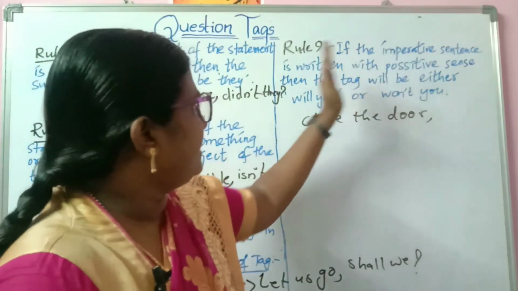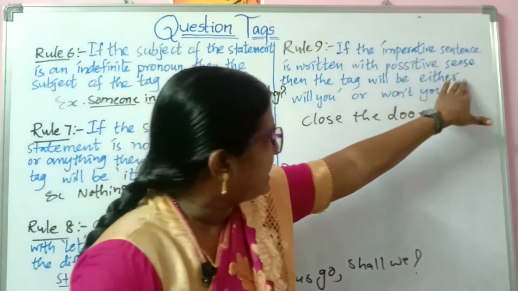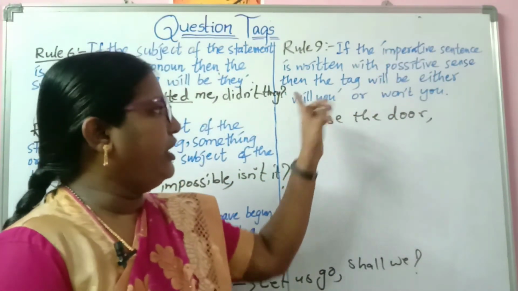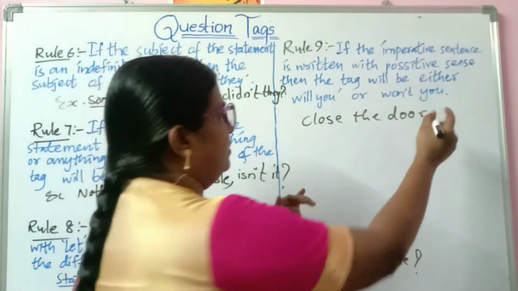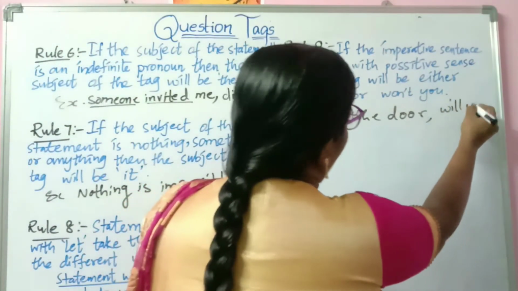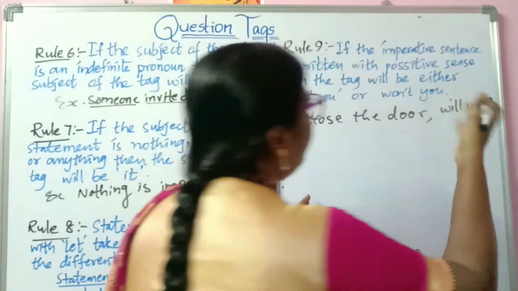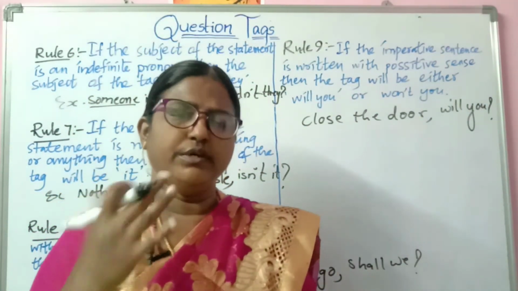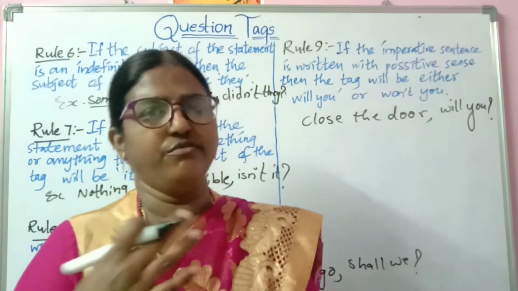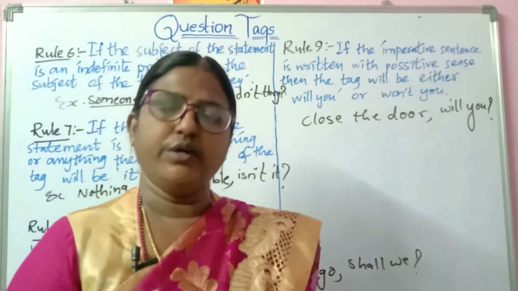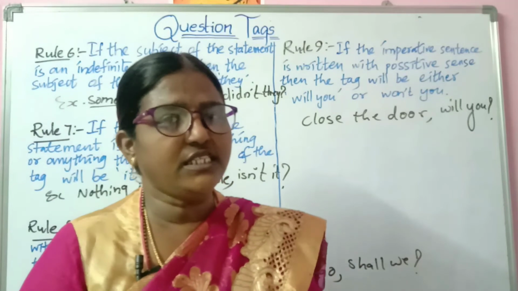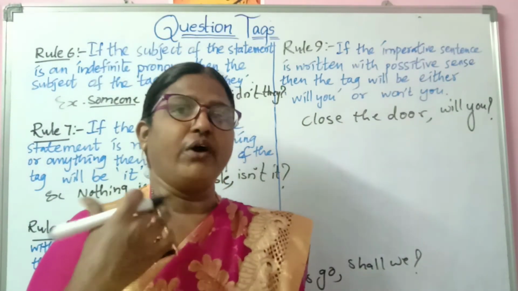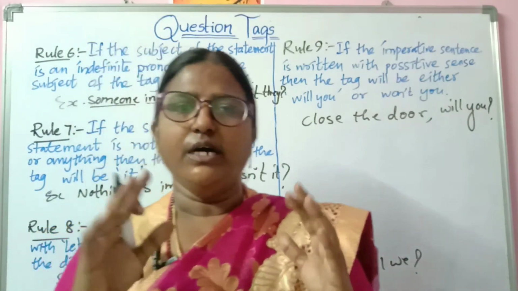If the imperative sentence is written with a positive sense, then the tag will be either will you or won't you. You can write it as will you or won't you. If you take it with a positive sense, close the door, will you. If you take it with a negative sense, won't you. So these are all the rules to be followed when we write question tags.